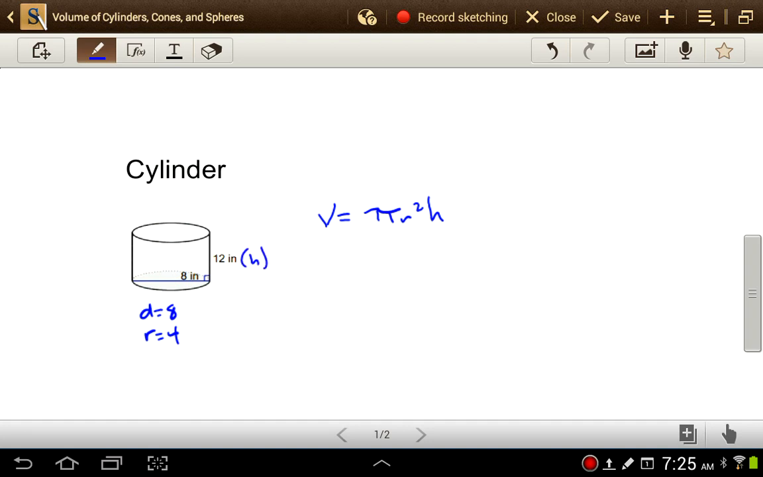Okay, so I'm going to do volume equals 3.14 times 4 squared times the height, which is 12. And when I type that in my calculator, I'm going to get my volume equals 602.88. And then my units are inches cubed. Volume is cubic units. Okay, it's how many little cubes I can fit in there. So 602.88 inches cubed. Okay, I'm going to move on to my next example if you need to pause.